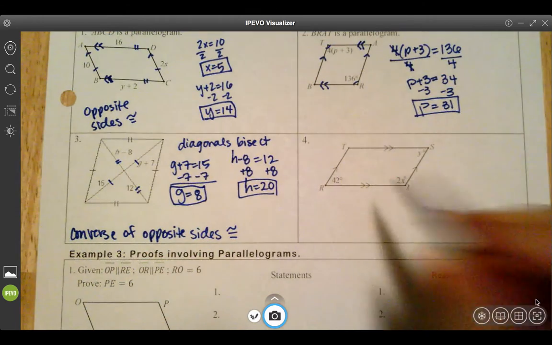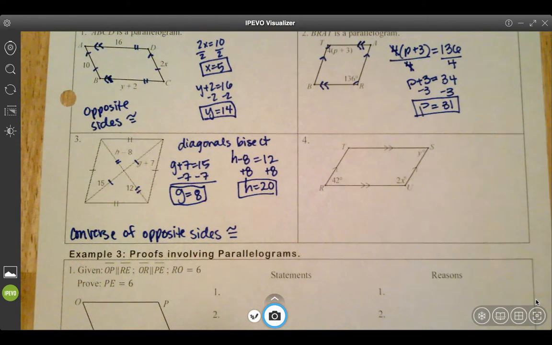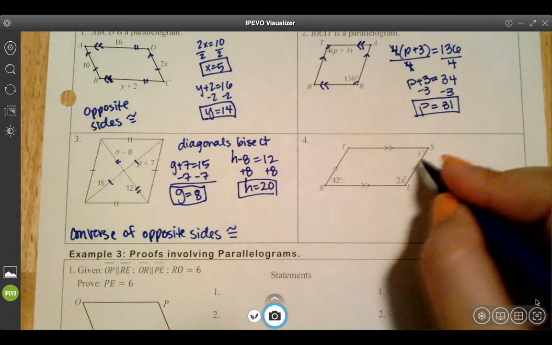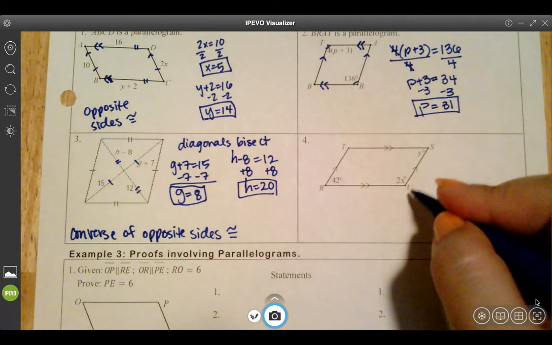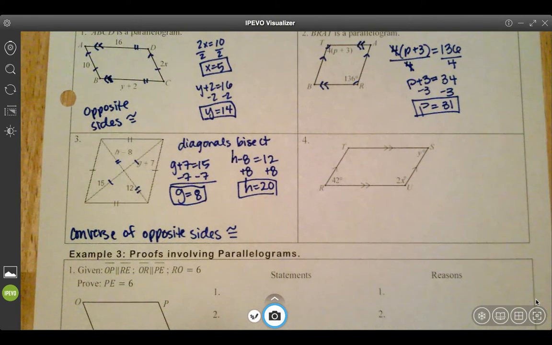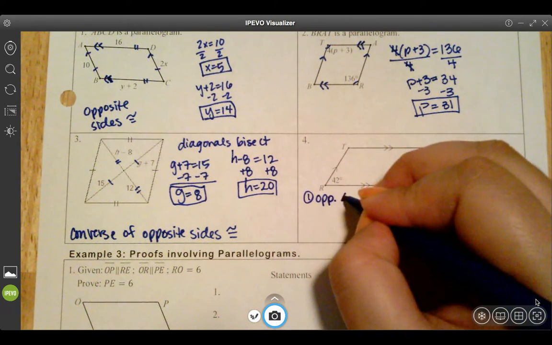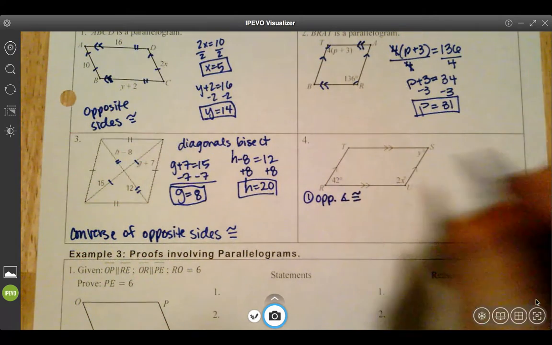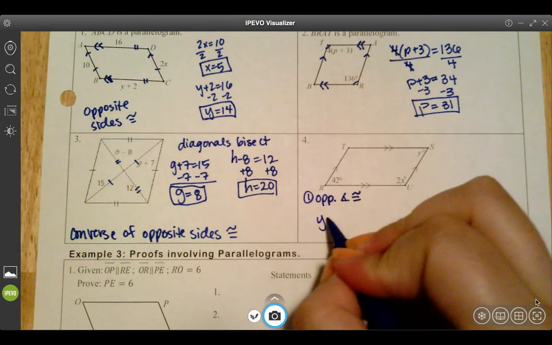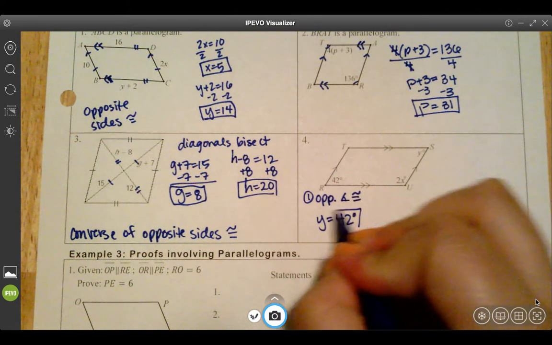Okay, number 4. Here we have two pairs of parallel sides, so we know this is a parallelogram. Again, we have one angle measure and two with variables, so we're going to have to set up two equations. We know that first, opposite angles are congruent. So that tells me that y equals 42.